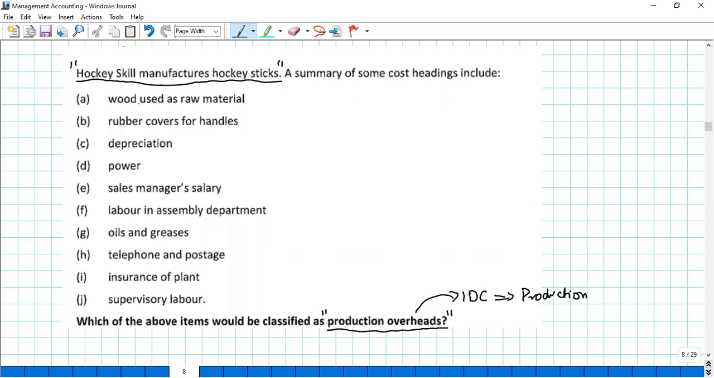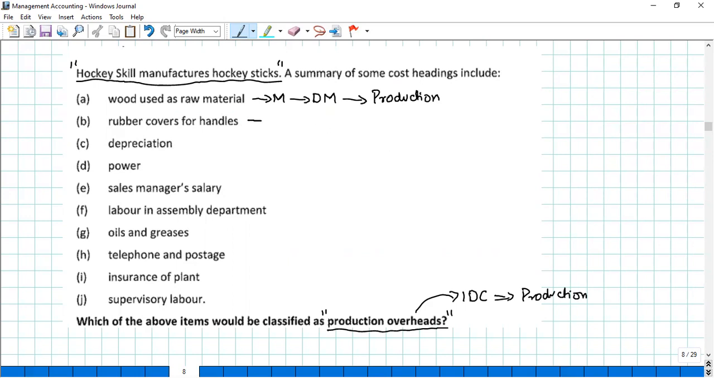Now let's start. Wood used as a raw material. So wood will be a material. Will it be a direct material? Yes. By seeing the hockey stick, you can see that it's made up of wood. It's directly identifiable, so it's a direct material. And is it a production cost? Yes, direct costs are production costs. So this will not be our answer, because we have to identify indirect cost that relates to production.